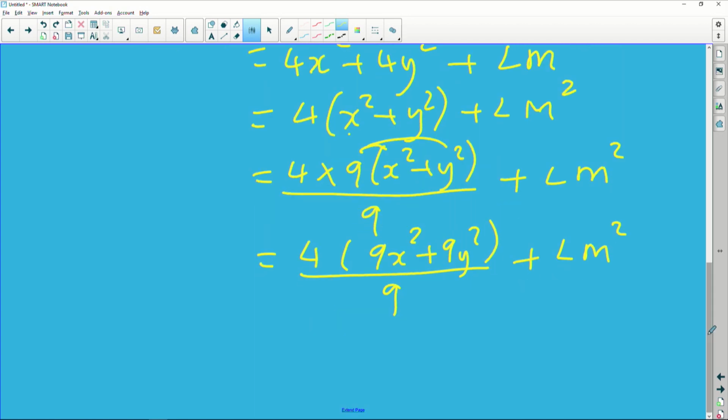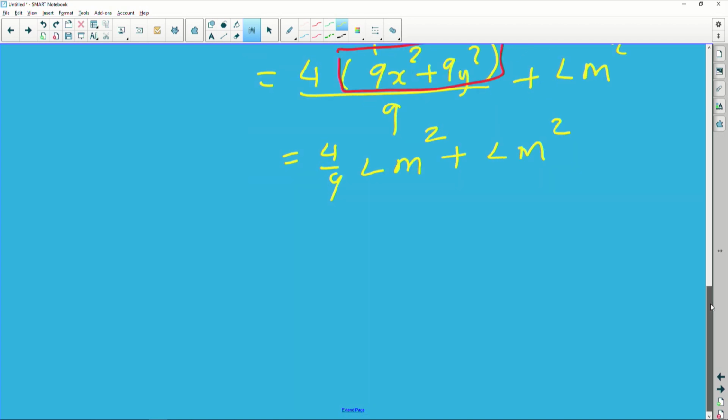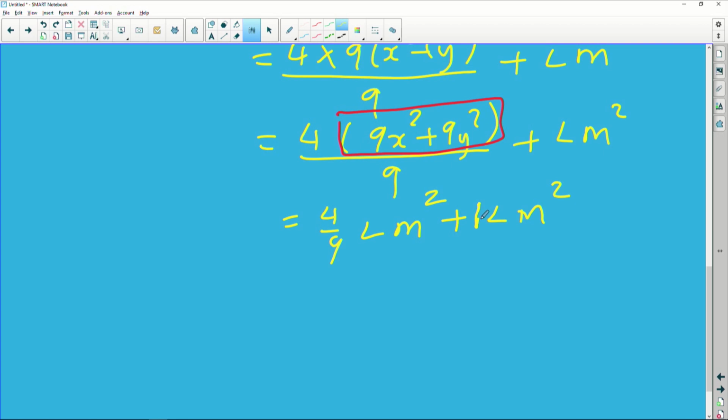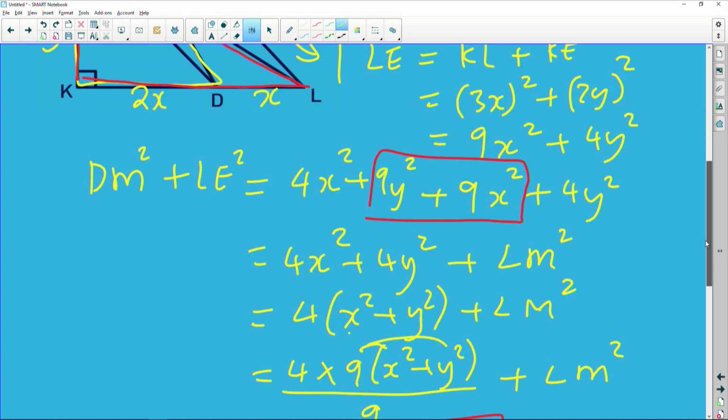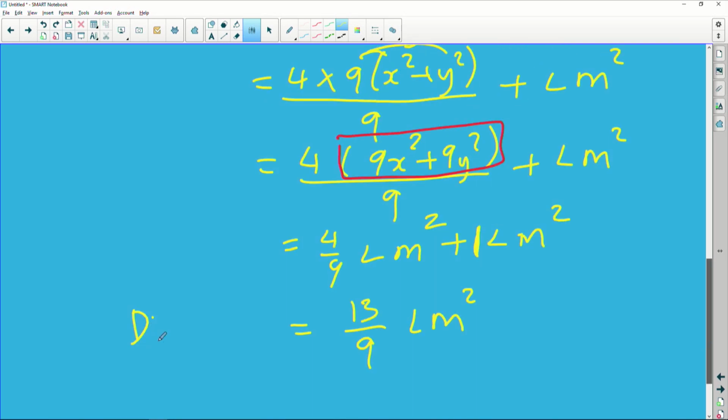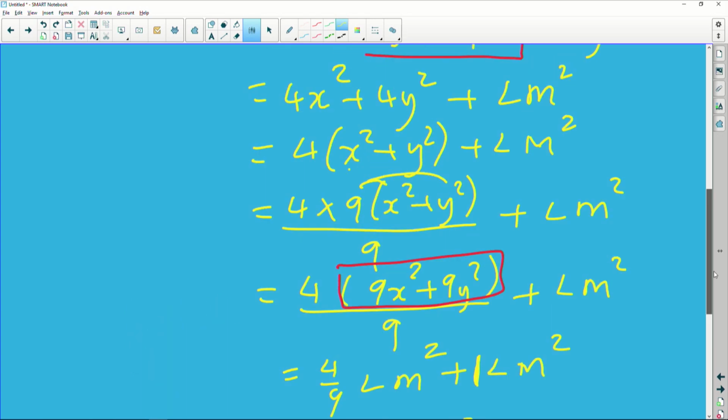And look at this, something nice emerges here. There's our LM again emerging there, which is quite awesome to see. So we end up with 4 over 9 LM squared plus another LM squared. And now this becomes a very simple arithmetic operation. It's 4 over 9 plus 1. Remember, there's an invisible 1 here even if it's not written. And if you add that, you are going to get 13 over 9 LM squared. So indeed, we have proved that DM squared plus LE squared is equal to 13 over 9 LM squared.